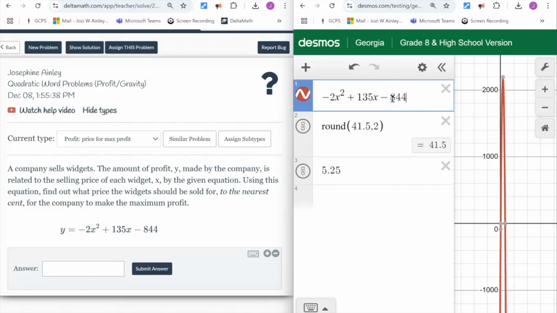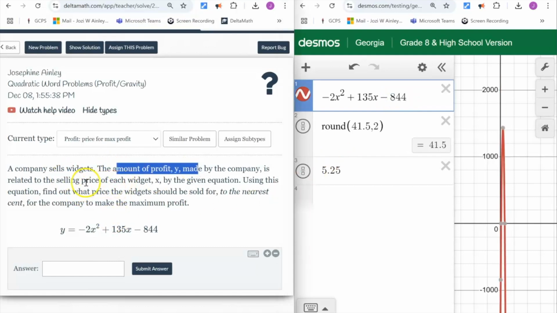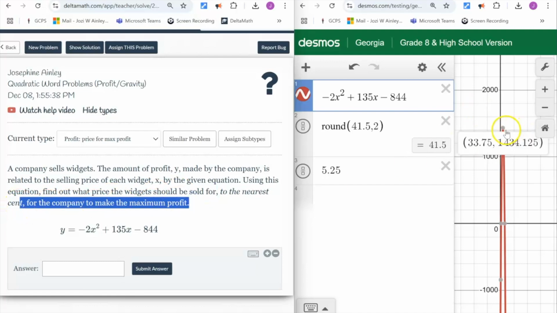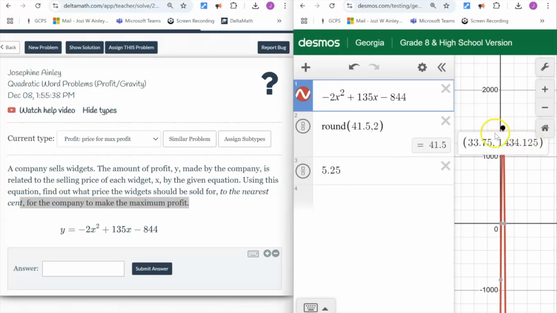Minus 844. All right, so profit is Y again, price is X again. Using this equation, find the price that they should be sold for to maximize profit. Okay, so this is the same question. Maximize profit is right here, but good. This is a rounding problem, right? So the maximum profit is which number? This is really what you need to distinguish. So you need to know this is the X value, this is the Y value.